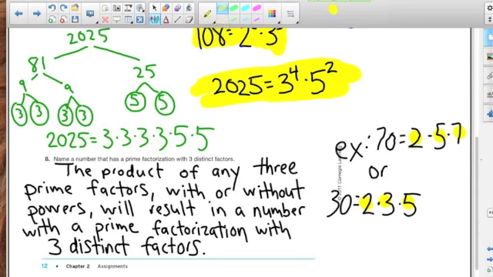And that is the end of the first section.